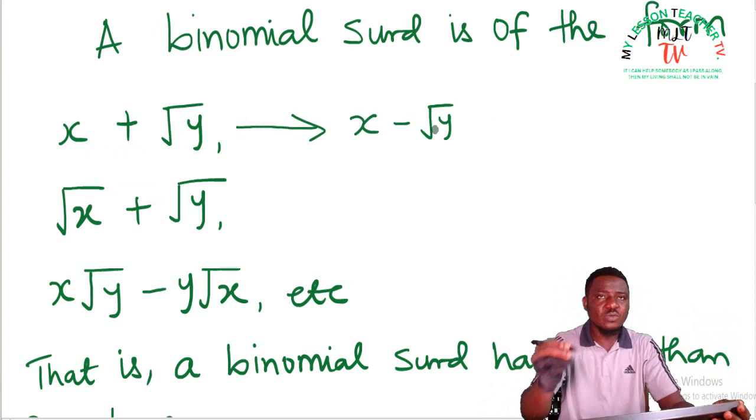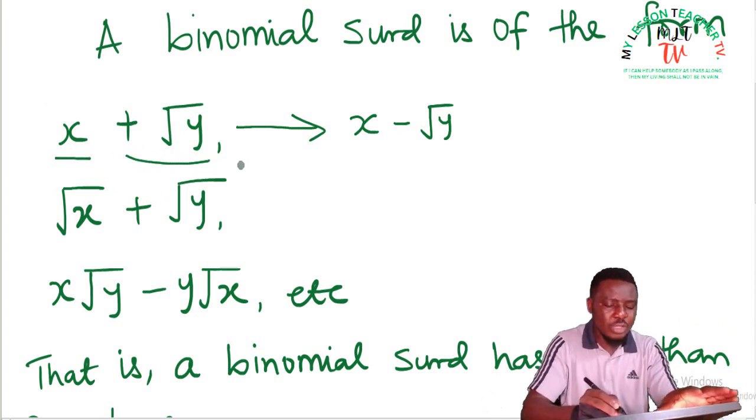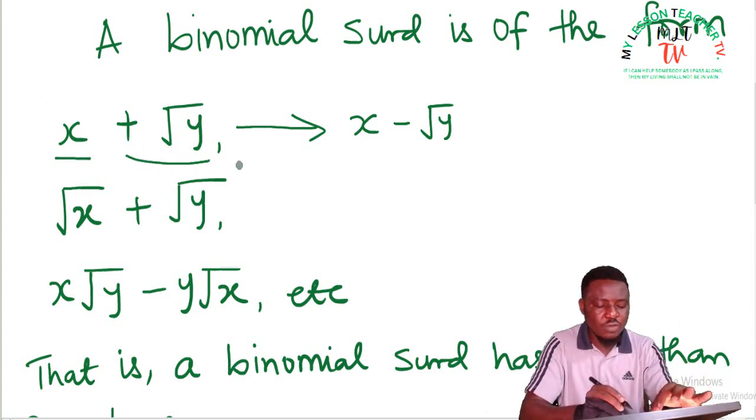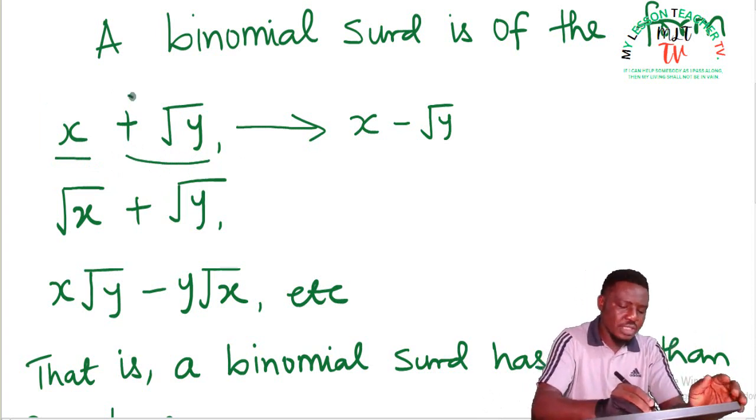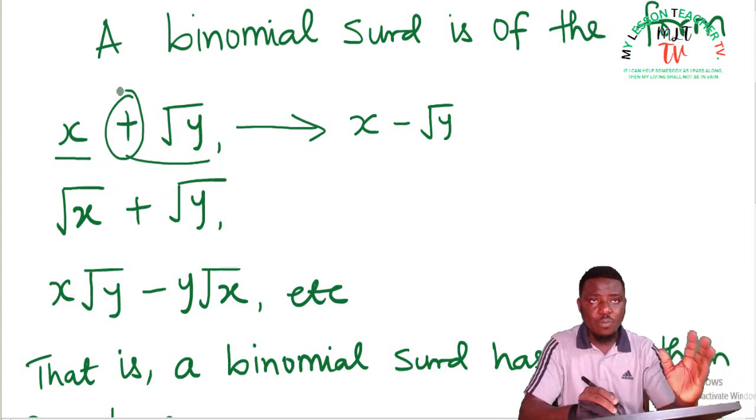When you are asked to find the conjugate of a surd, all you need to do is to consider the second term. This is two terms, which is x and plus root y. To get the binomial expression of this surd, change the sign of the second term from positive to negative or from negative to positive, and that gives you the conjugate of that surd.